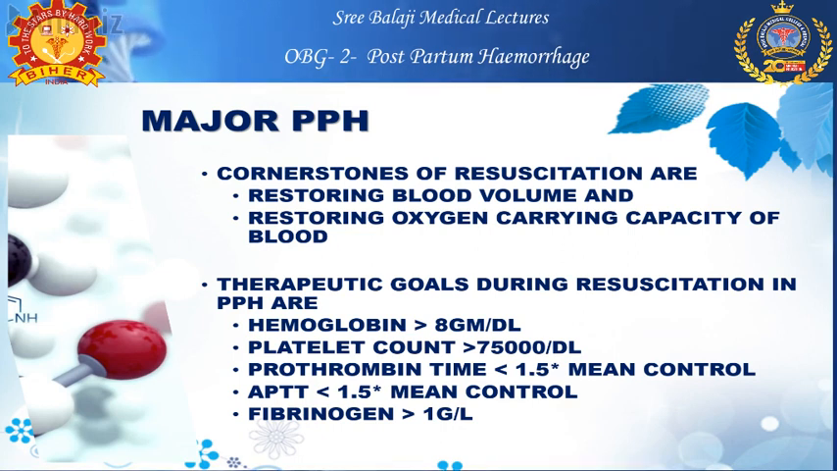Major PPH: the cornerstones of resuscitation are restoring the blood volume and restoring the oxygen carrying capacity of blood. The therapeutic goals during resuscitation in PPH are hemoglobin more than 8 gram per deciliter, platelet count more than 75,000 per deciliter, prothrombin time less than 1.5 times mean control, APTT less than 1.5 times mean control, fibrinogen more than 1 gram per liter.